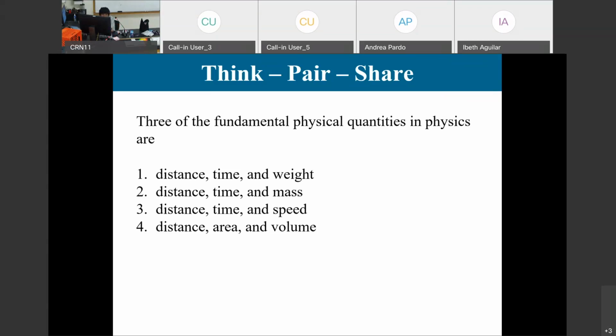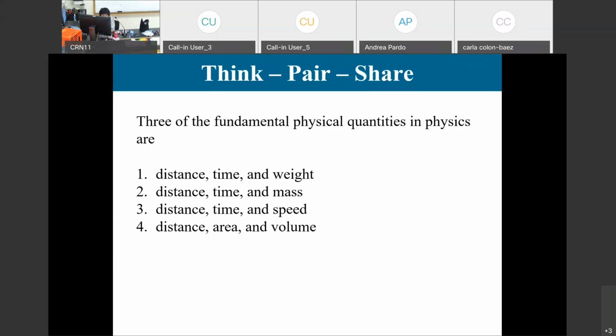So distance, we've been talking about it, so it's correct. What was that? Number 3, I think. The second one. Second one. Very good. Yes. Distance, time, and mass. There you are.